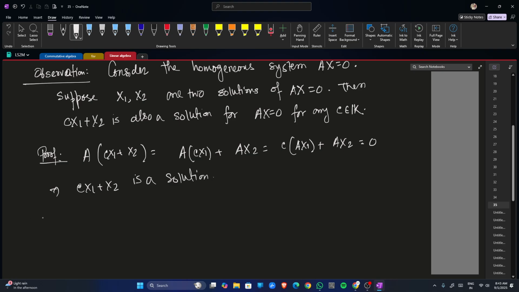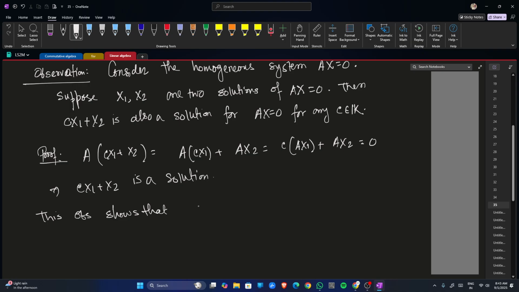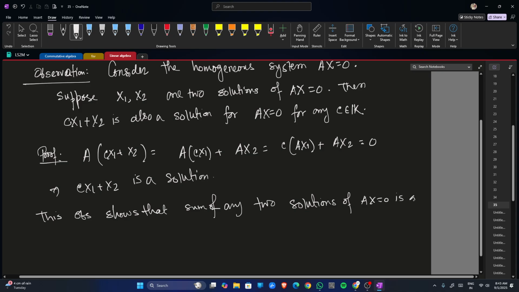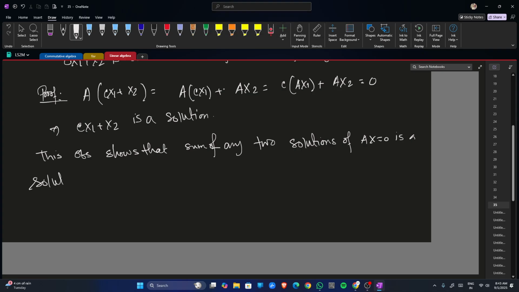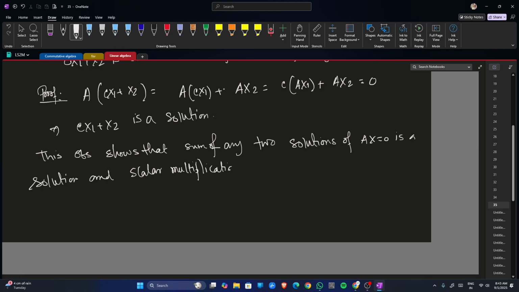Solution. This observation shows that the sum of any two solutions of Ax equal to 0 is a solution, and scalar multiplication times a solution is a solution.